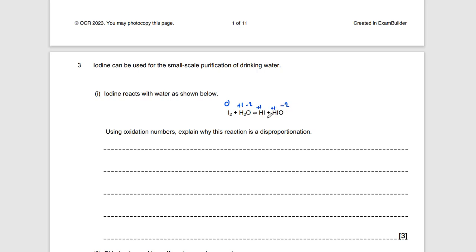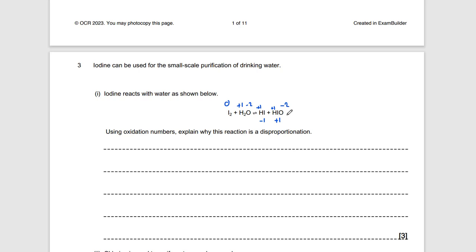All that remains now is to see what the iodines are. So in HI, if hydrogen is +1, iodine must be -1. And in this little scenario, oxygen's -2, H is +1. So to get back to 0, I need another +1.